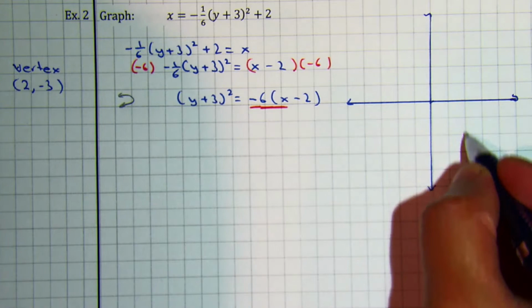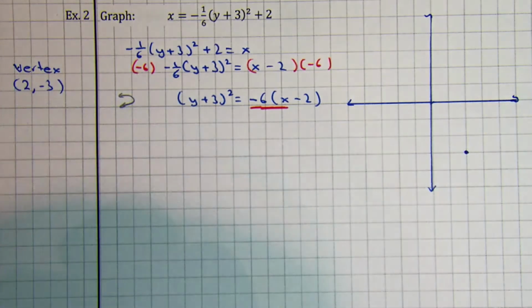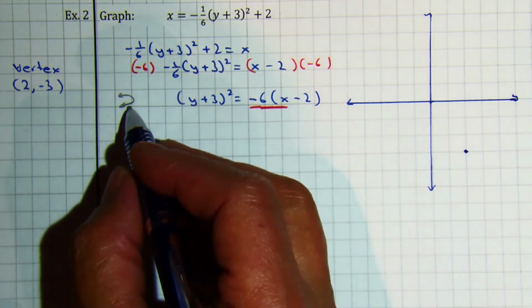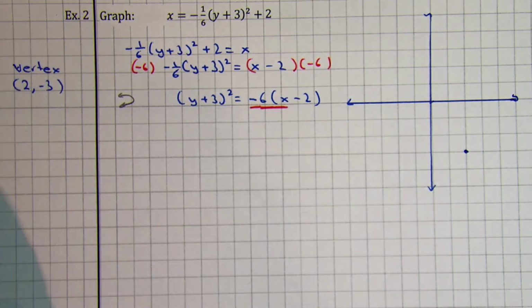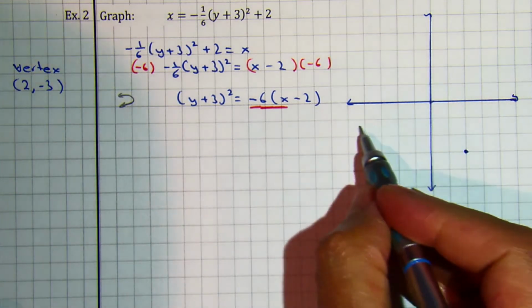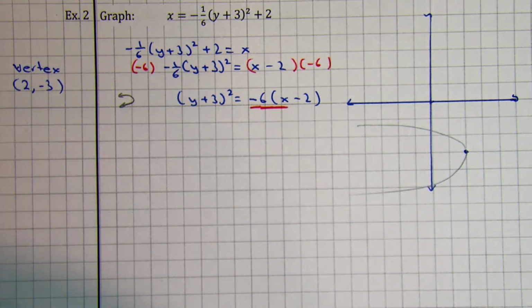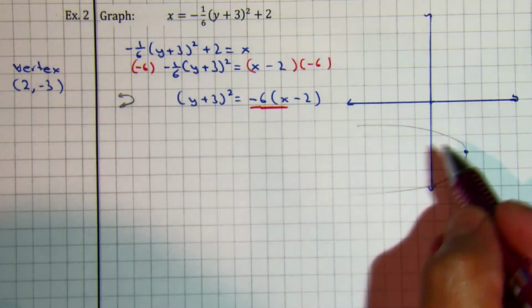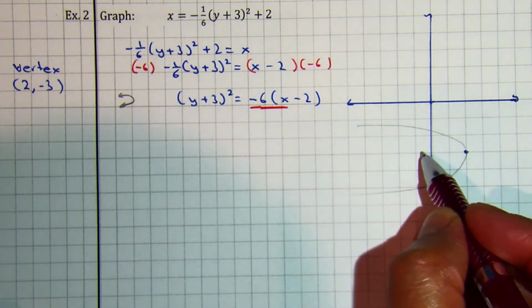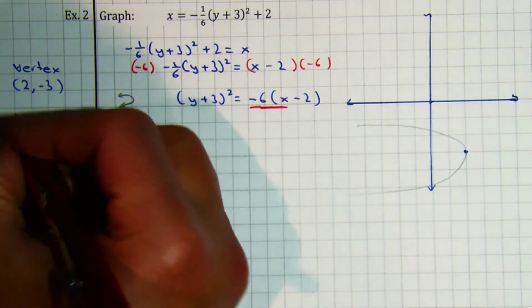Positive 2 and negative 3. And my parabola should be facing to the left. So I'm going to make a quick sketch facing left. And now I'm going to find the value of p, because p is the distance from the vertex to the focus, which should be inside the parabola. I'm going to find p.